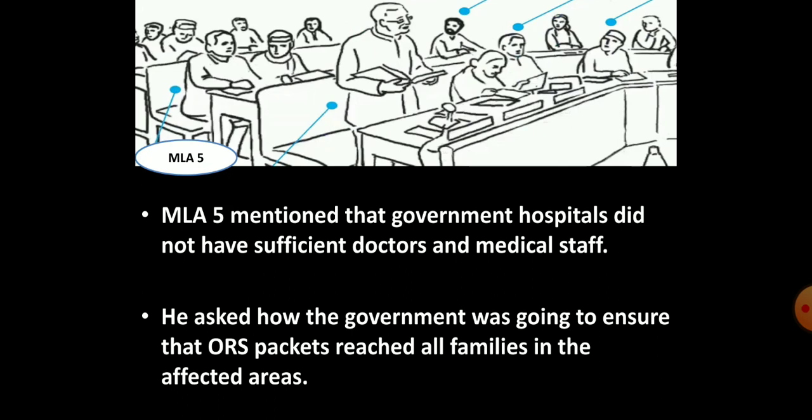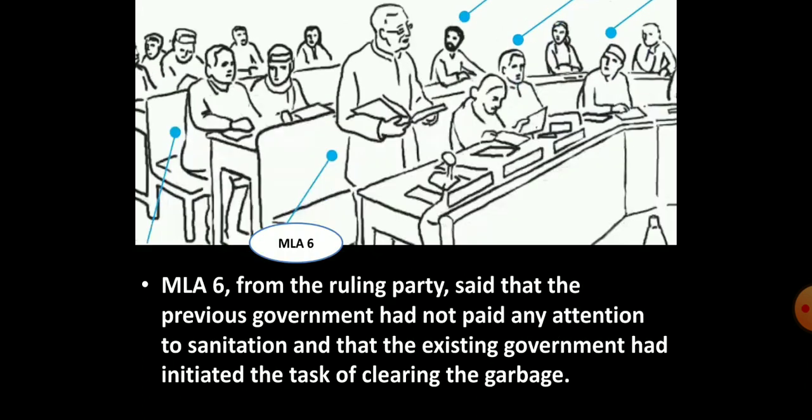Then another MLA mentioned that the government hospitals had very poor facilities. Many government hospitals didn't have a doctor. Even the other medical staff had not been appointed for many years. In one hospital, the doctor had gone on a long leave. This way, the condition was getting worse. He also inquired about the ways through which the availability of ORS packets to the families in the affected area could be ensured.